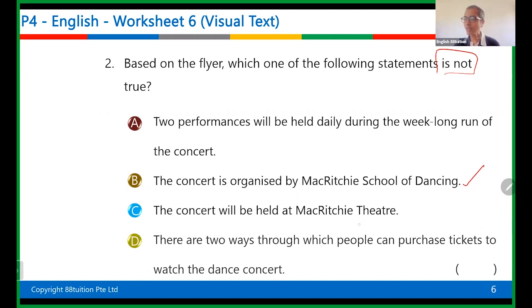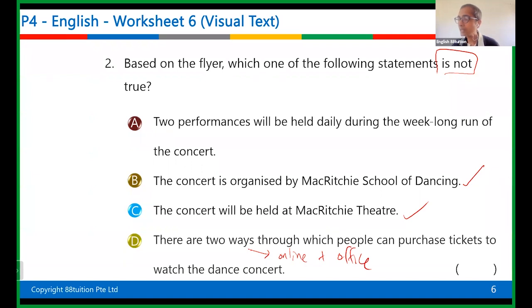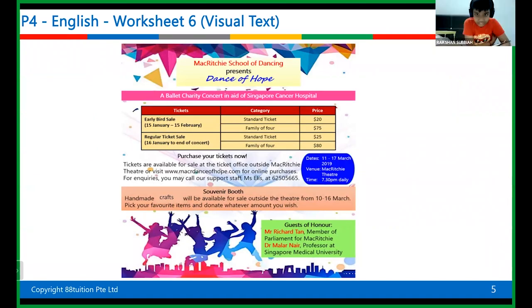Is the concert held at McRitchie Theatre? Yes. Are there two ways which people can buy it? What are the two ways? Yes, you can buy online and physically, through online and in the office, right? So it must be the third one, but let's check. Is it held daily? Yes. Look here. Daily. I think it's correct.